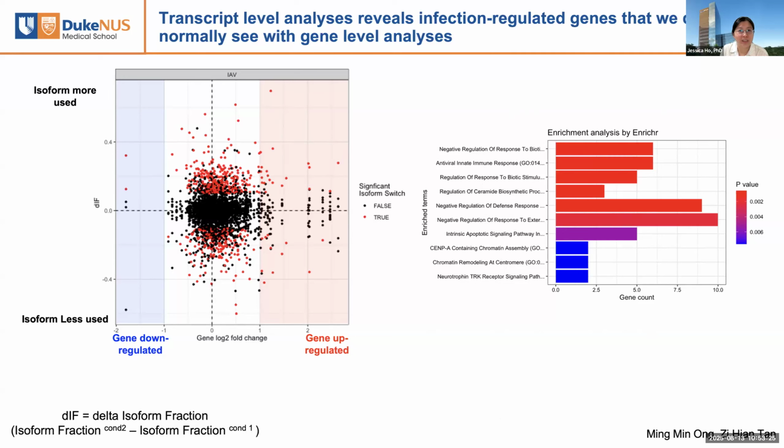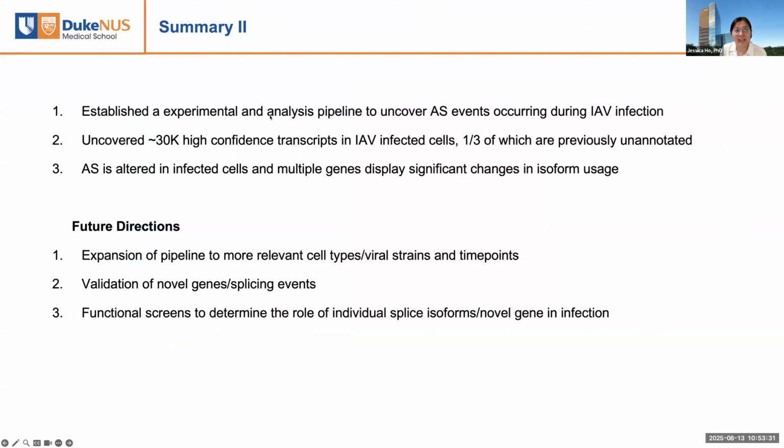To summarize, we have established both an experimental and analysis pipeline to study alternative splicing, and we have chosen to do this in the physiologically relevant cell model of infection. I think we've shown that there are many alternative splicing changes, and we're currently validating and following up on this.